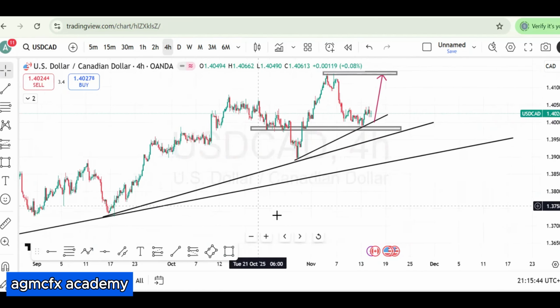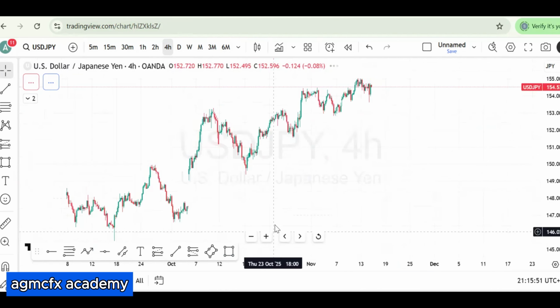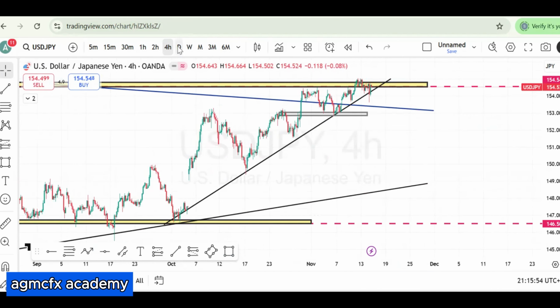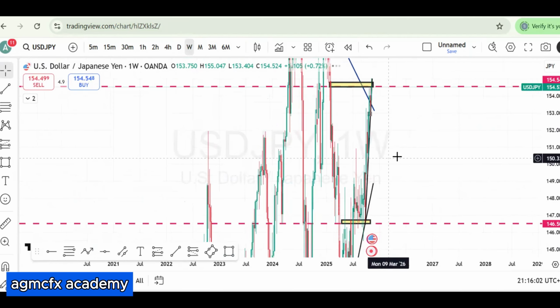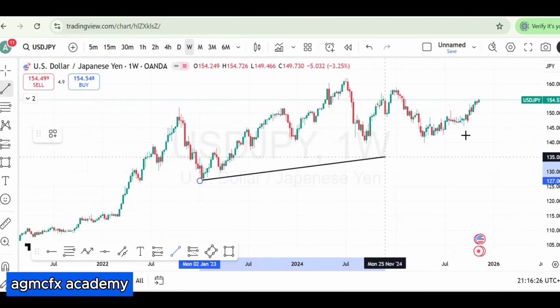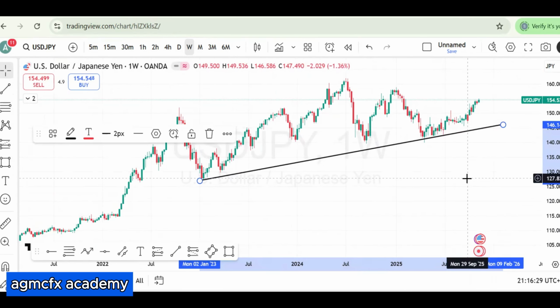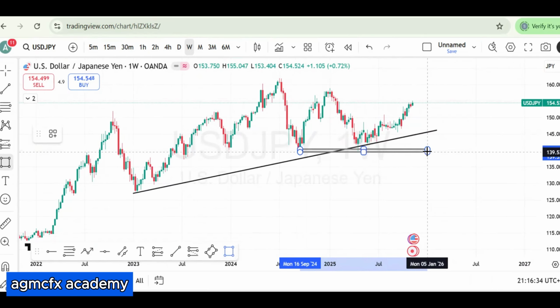So let's go to the last one, which is USD JPY. I'm trying to analyze the major pairs of currency. What is this market doing? You can see that from the beginning, for some months now, the market is forming an uptrend. You can see that we have a zone here.